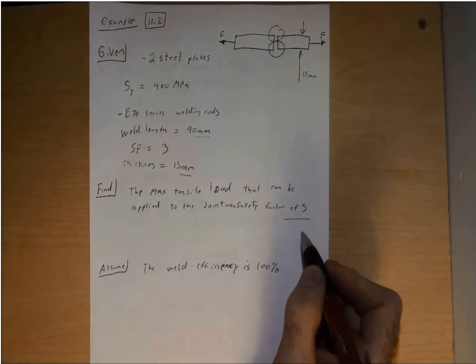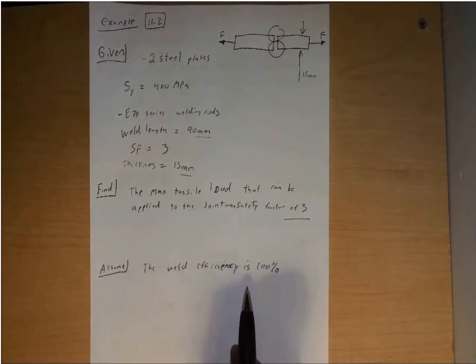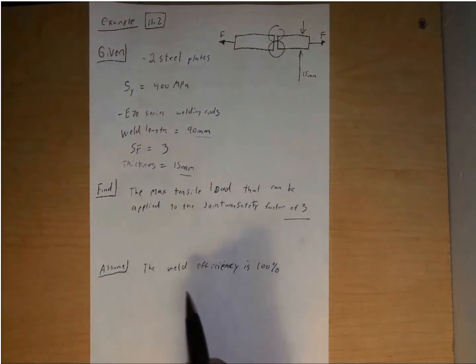we can go through and figure out that we have a weld efficiency of 100%. And that's given, if we go back to our problem statement, it tells us that it's good welding practice. So with that good welding practice, we're assuming a weld efficiency of 100%.